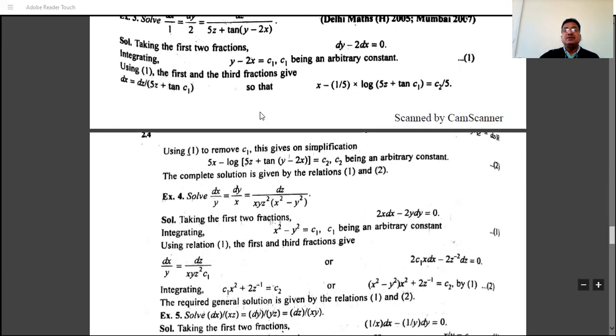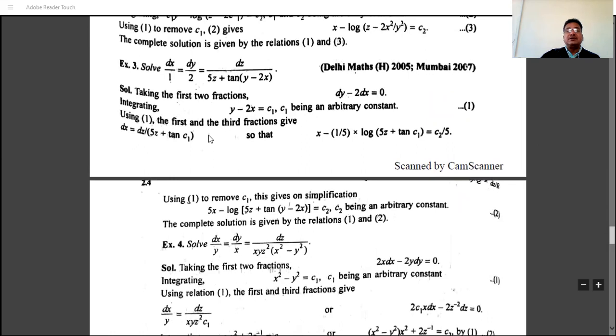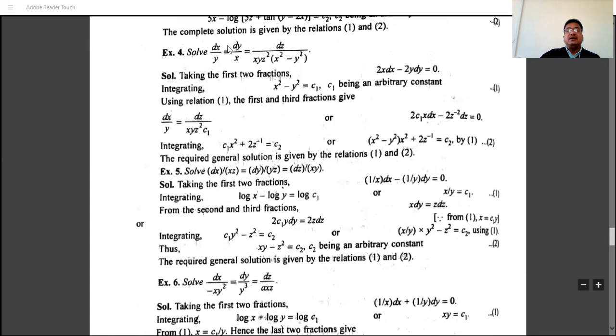Similarly, the third problem. So these are the problems on the subtype of method number 1. That is, find the first solution by considering two ratios and then use the first solution to obtain the second solution. Then dx divided by y, dy divided by dx. Consider first two fractions, we have this answer: x square minus y square is equal to c1. Substitute x square minus y square as c1 and consider the first and third fraction, and we have this. After separating the variables and integrating, we have x square by 2, and multiply by 2. We have this answer.